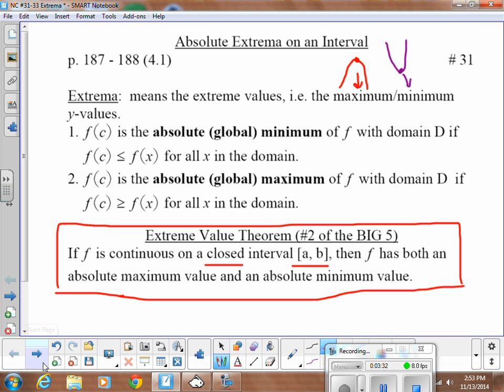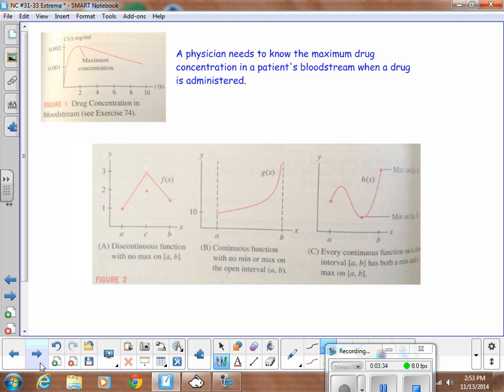Okay? So I have some pictures. They're not necessarily the best pictures, but they help me get the message across. For example, right here in this first one, this is a discontinuous function. It does not have a max on this closed interval. If I were to look at this function, I can see that there is an absolute minimum right here at A.